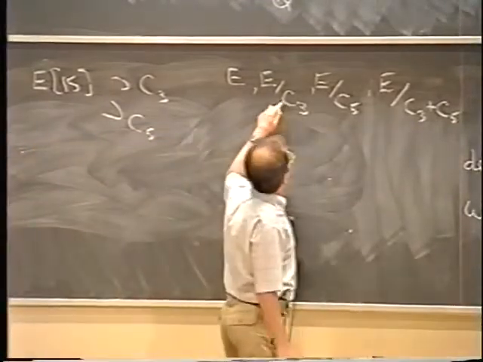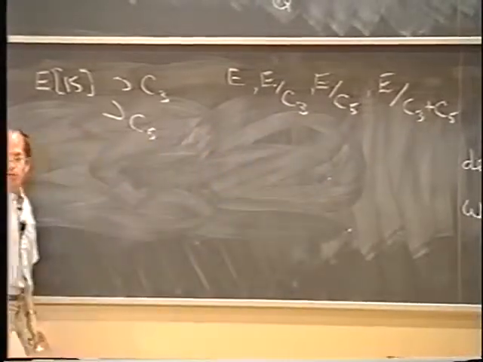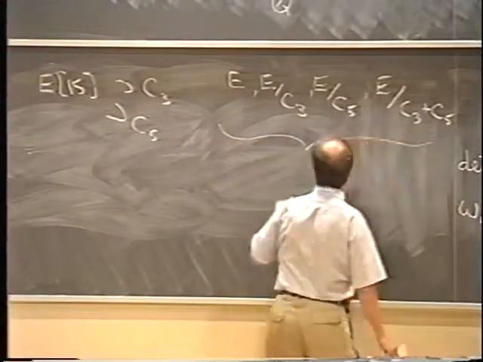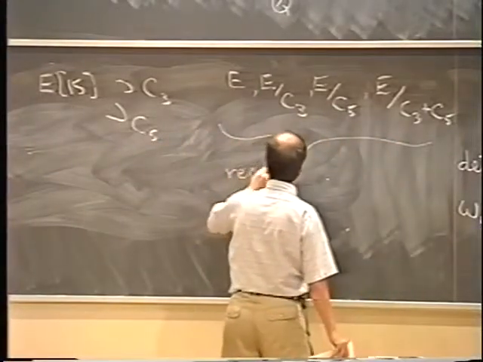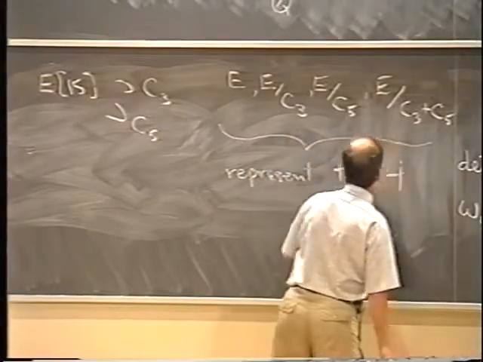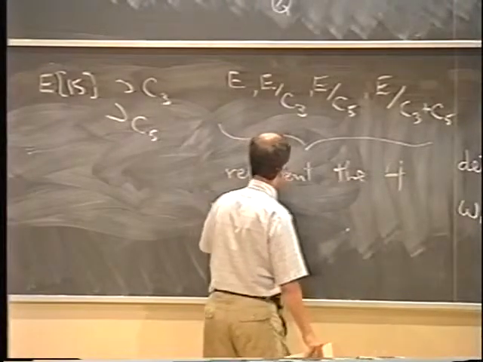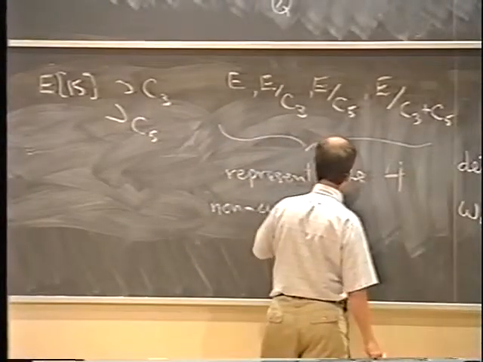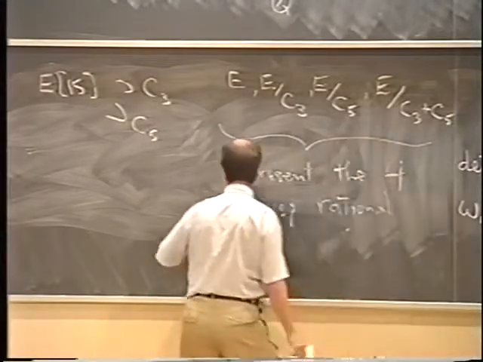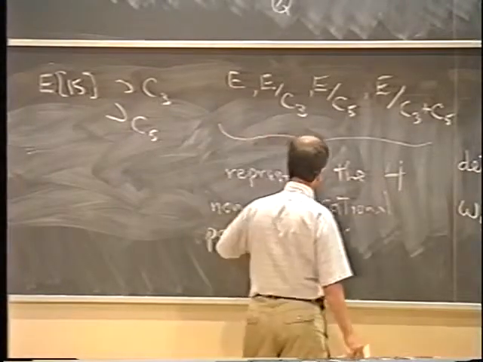And you can also check that each of these quotients has a rational cyclic subgroup of order 15. So that these represent the four non-cuspidal, non-cusp rational points of X_0(15).